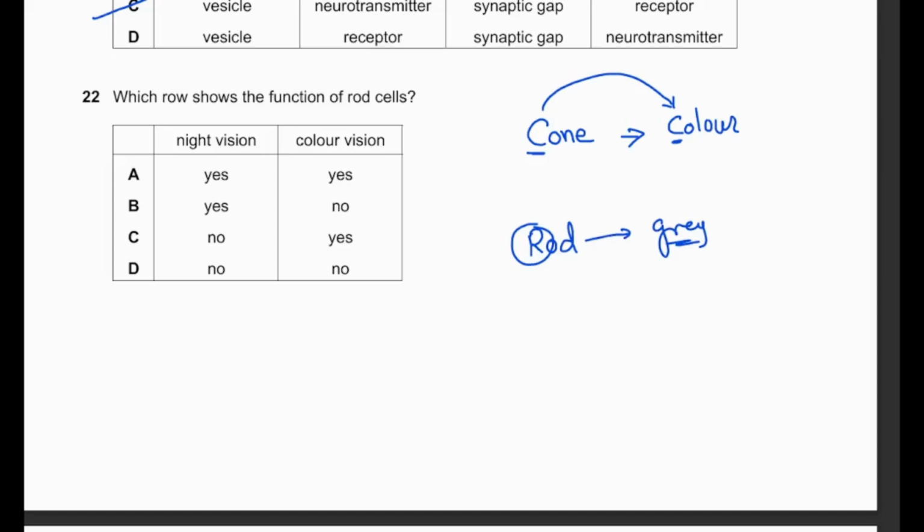Now, night vision, who will help you in this? The function of this will be, yes, night vision. They do not have color, so yes and yes, two options. Color vision, as you can see, no. Okay, so B is the correct answer here.